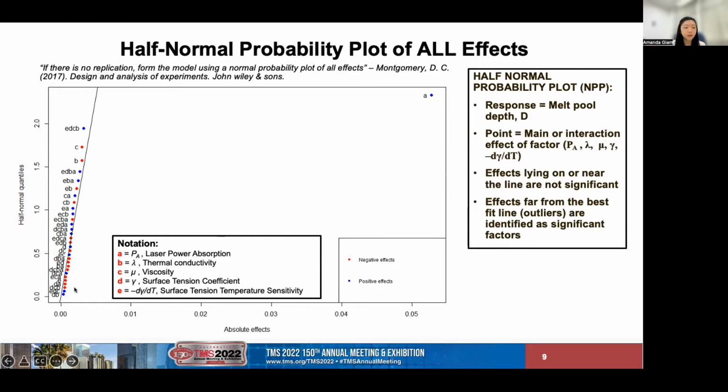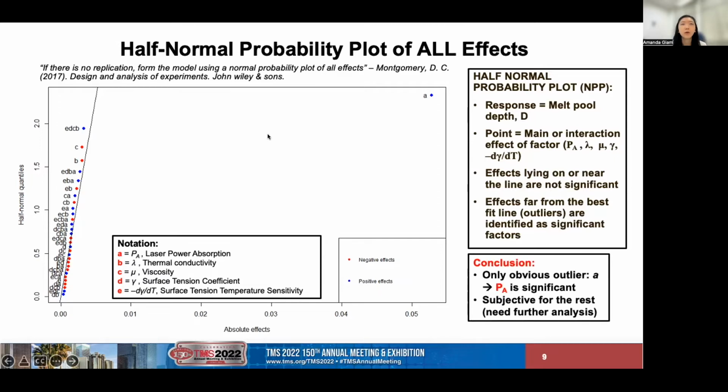Since we were not able to get useful results from our ANOVA model, we have used a half-normal probability plot instead. So how to interpret this plot is that points that lie near the line are actually identified to be not significant, but obvious outliers are actually identified or suspected to have a very significant influence on the response. And so here in the plot, each point represents an effect. It could be a main effect or an interaction effect. And from the plot, the only obvious outlier, as we can see, is A, which represents the laser power absorption.